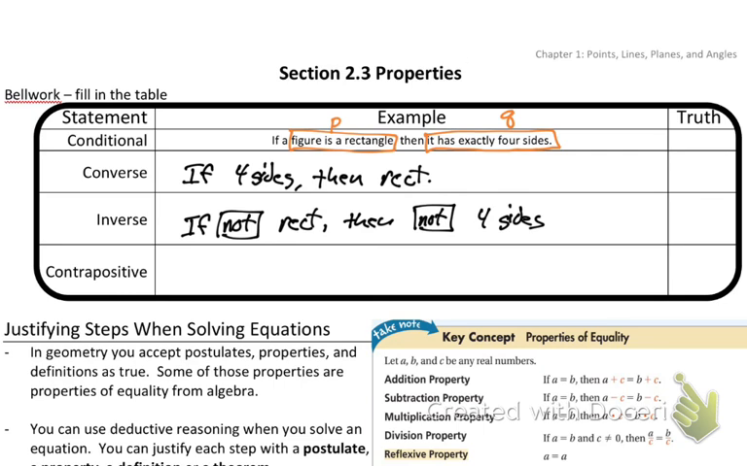The contrapositive is a fancy word, so you have a lot of stuff going on. The contrapositive is you flip it and you not it. Contrapositive, fancy word, you have to flip it and not it. So we need to flip that hypothesis and conclusion and add the word not to it. So that would be if not 4 sides, then not rectangle.